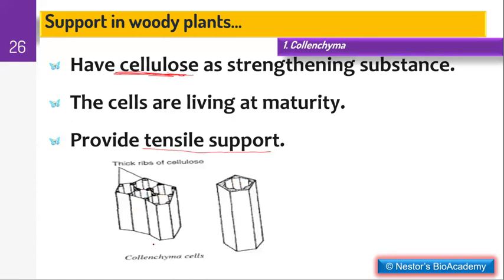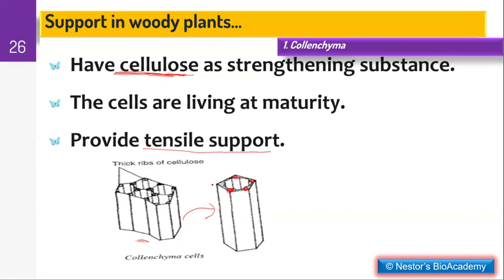So the illustration below is showing the composition of the collenchyma cells. This is one cell extracted from here. You can tell it is cylindrical, and it has got a cylindrical outlook. At the corners of the cells, we always have deposits of cellulose.